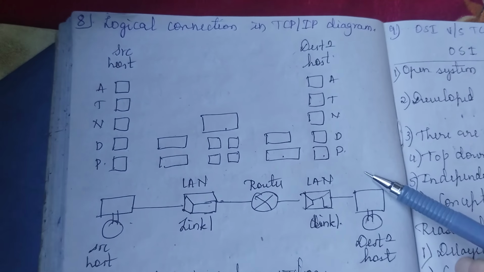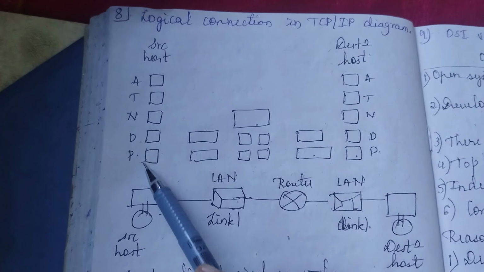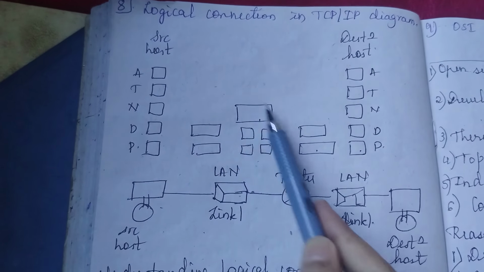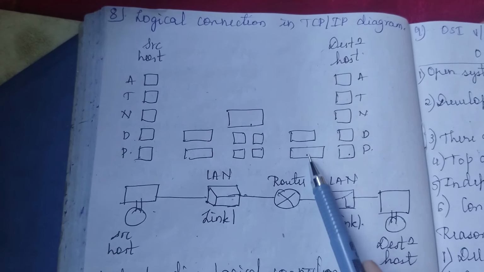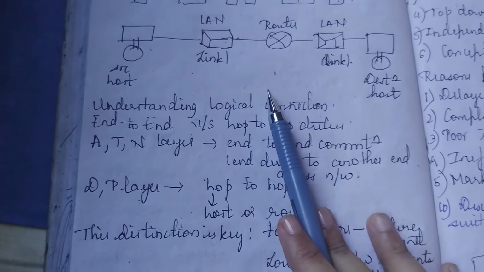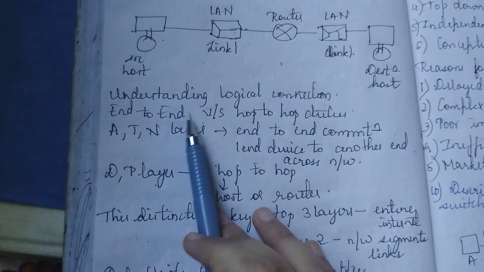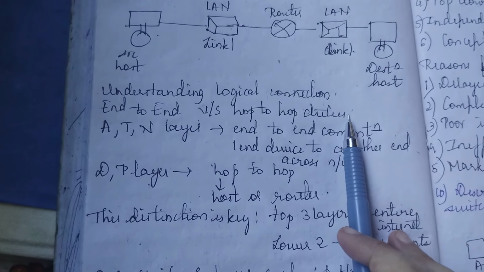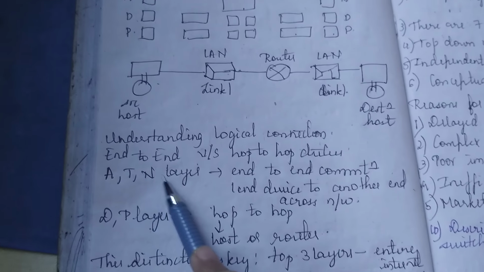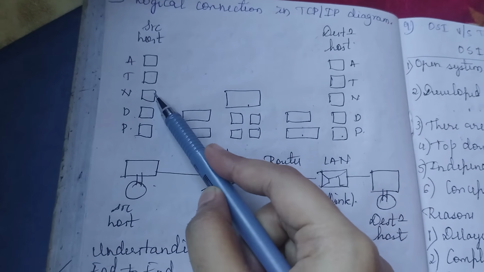Similarly here also, the link or LAN will consist of the data link layer and physical layer. Similarly, the router is a part of this, and the LAN will have two layers, and this is the destination. Now, to understand this logical connection, there are two concepts: one is end-to-end and the other is hop-to-hop duties. End-to-end is nothing but three layers involved, that is the first three layers: application, transport and network.